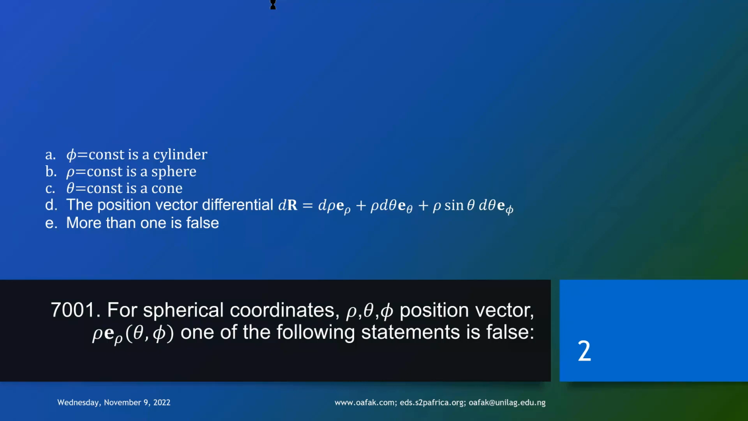E rho is a function of phi and a function of theta. No, E rho is not a function of E phi and E theta. E rho is a function of phi and theta, not a function of E phi and E theta. Sadiq, take note. It's not a function of E phi and E theta.